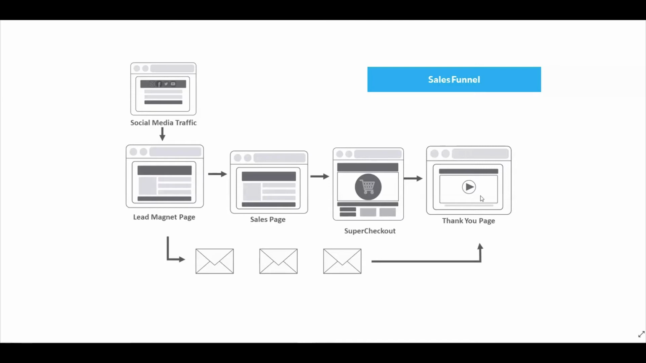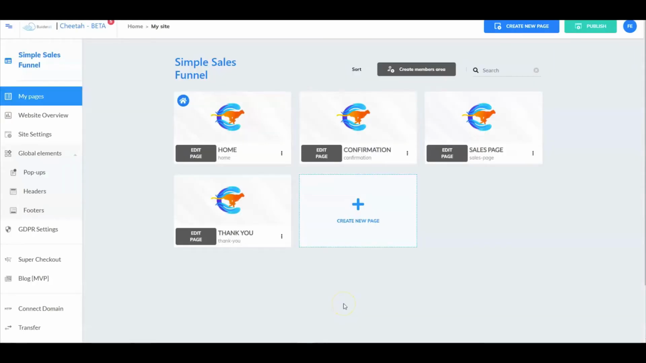So let's go into Cheetah and let's take a look. Okay, so real quick, we're inside Cheetah. This is the actual simple sales funnel made up of 4 different pages. Now again, on here, you also see something that you can do different, which is add a separate confirmation page. And we'll talk that through as we go through the process here. And again, the super checkout and the sales page for this example will all be right here on this one page. And I'll show you how you can separate that as well.